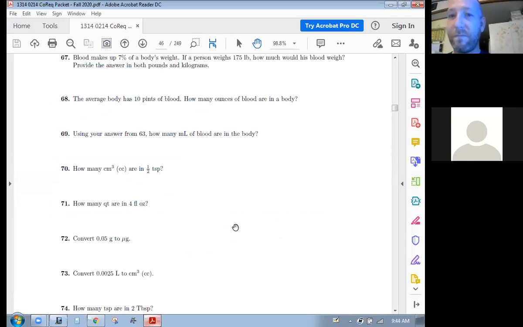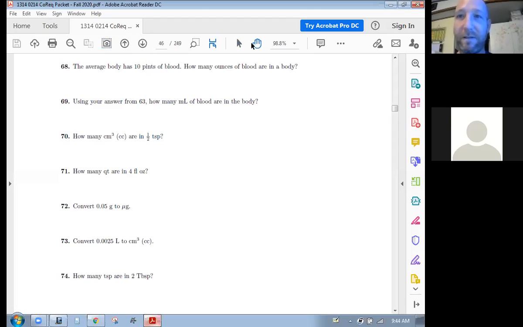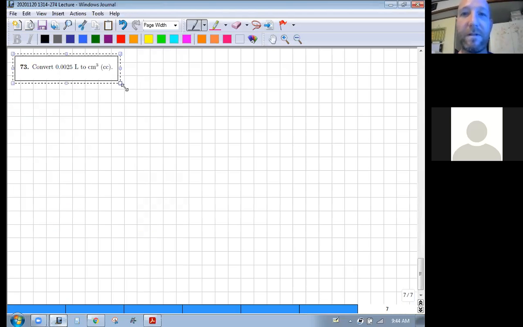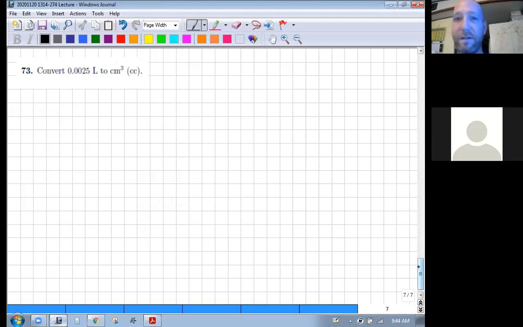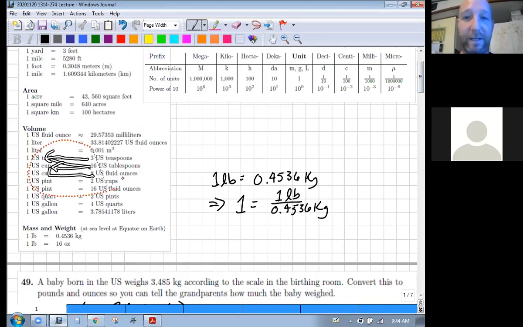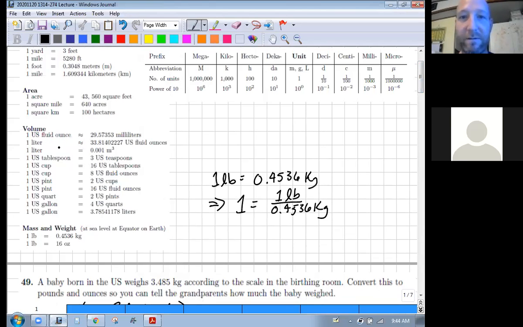Can you go over like 2 more maybe? Sure. Let's see. Let's do liters to centimeters cubed. All right. Let's see how we're going to do this. We're going to go from liters to meters cubed, and then meters cubed to centimeters cubed.